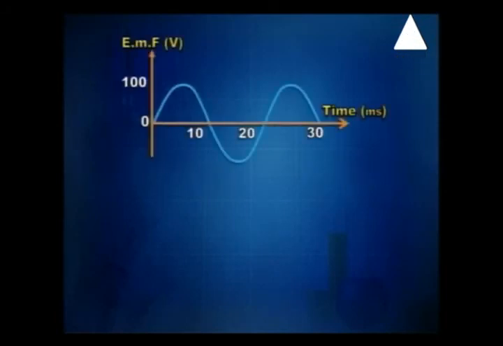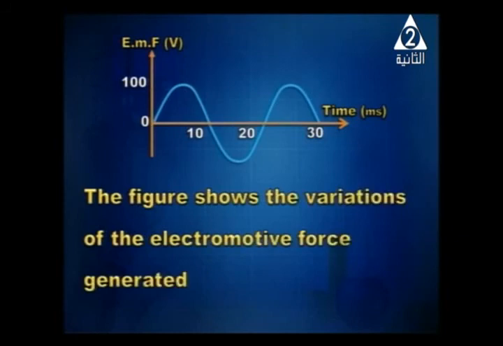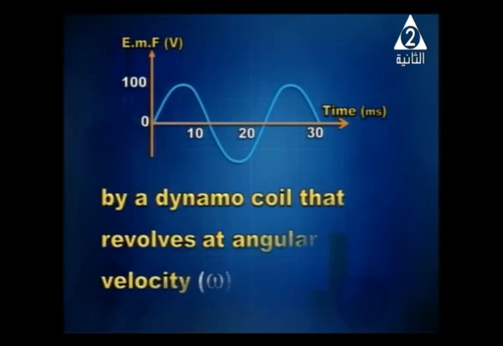In front of you, we've got a diagram. It shows the variation of the EMF induced versus time. Okay, so the figure shows the variations of the electromotive force generated by a dynamo coil that revolves at an angular velocity omega. In the figure, maximum EMF is equal to 100. Periodic time of one cycle is 20 milliseconds.